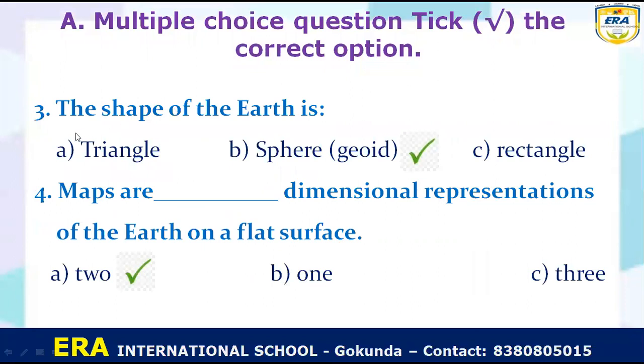Then question number three, the shape of the earth is a sphere or geoid. Remember it. And maps are two-dimensional representations of the earth on a flat surface. The answer is that maps are two-dimensional.